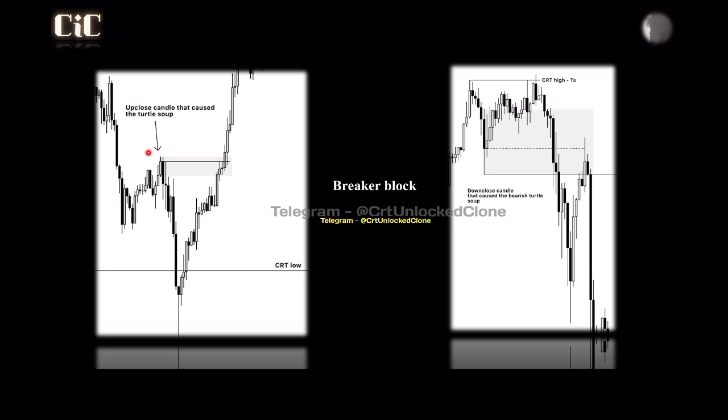Again, remember the difference between what we do and what the other schools of analysis do. We're not here trading zones. We're not here guessing zones. We're not here like the supply and demand traders, like the market structure, ETFX, all those clowns. We're not like them. We trade specific candles, not zones. All right? So the breaker is this one specific up-close candle which caused the dump.